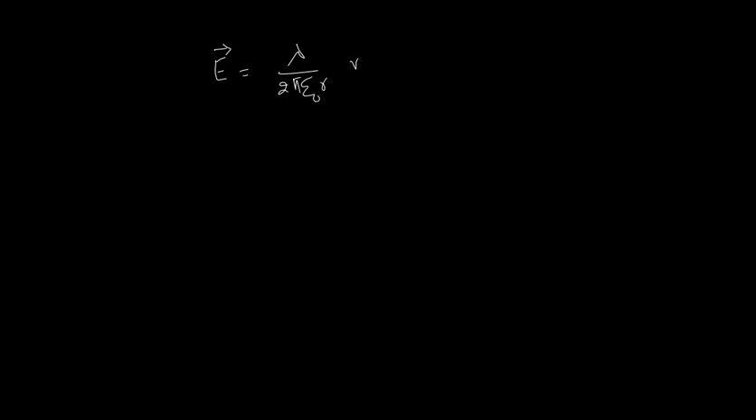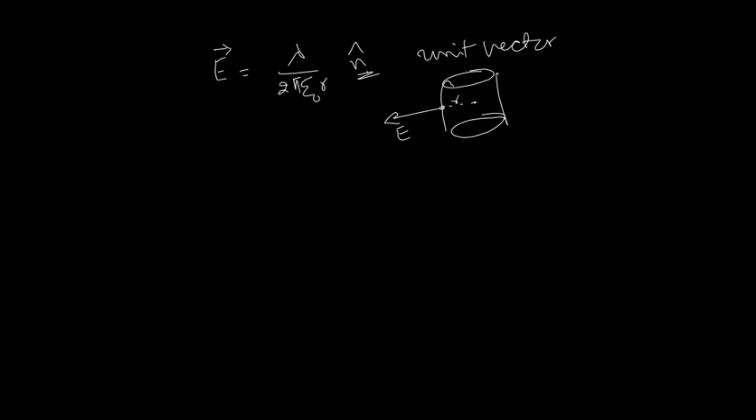This n cap that we are talking about is called a unit vector. This unit vector means we had drawn that kind of imaginary thing, and we are trying to find E here, and this E is along the radius. That is why this R comes there. This part is the unit vector, so if you put it, it is a vector. If you don't put it and say we want a magnitude, then lambda by 2 pi epsilon naught R.